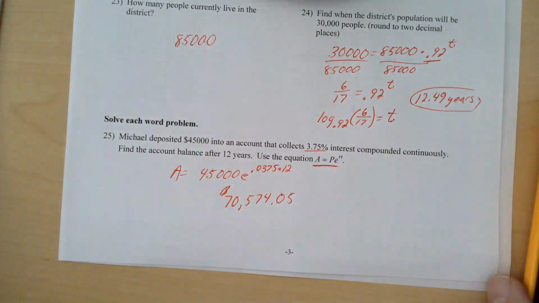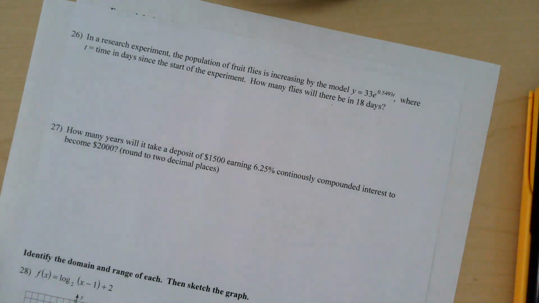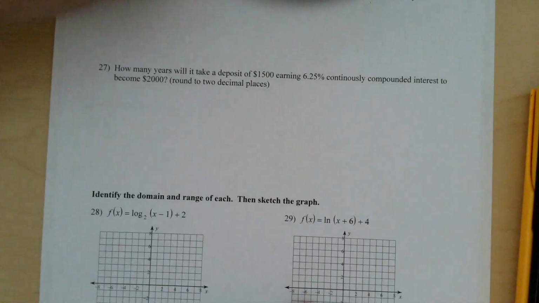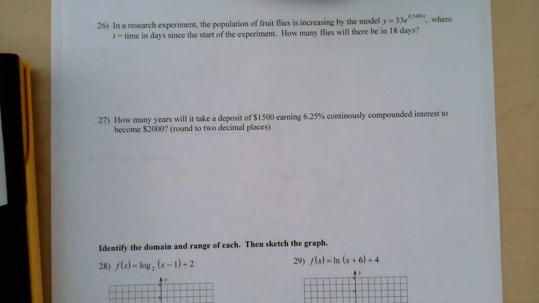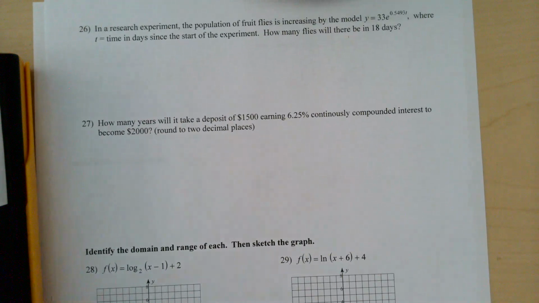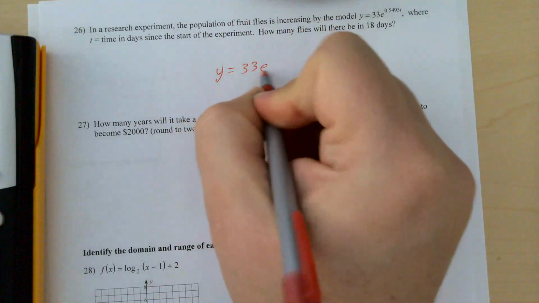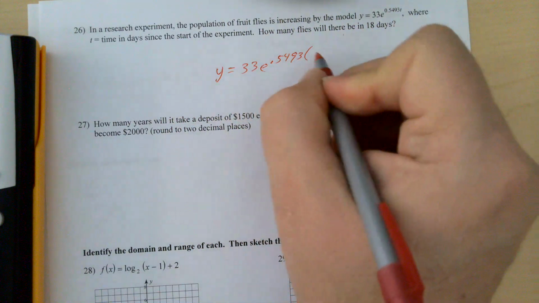Okay, 2 decimal places. Okay, that leaves us our last page. And then we're almost done. Okay, so we're 23 minutes into this, and I'm doing a lot of talking. So again, the test won't be quite as many questions as I'm going over right now, but it is important that you understand all these. We've seen this on a quiz. This is the formula for fruit flies multiplying. So the formula is 33e raised to 0.5493 times the number of days.